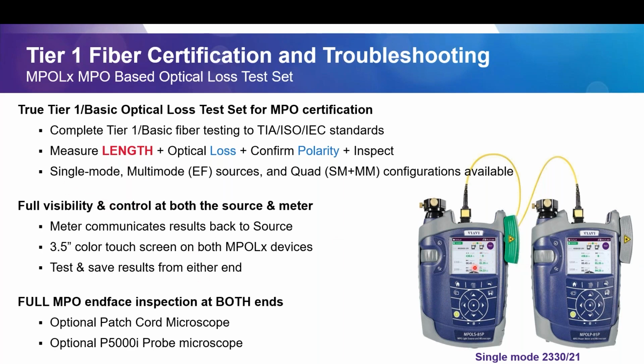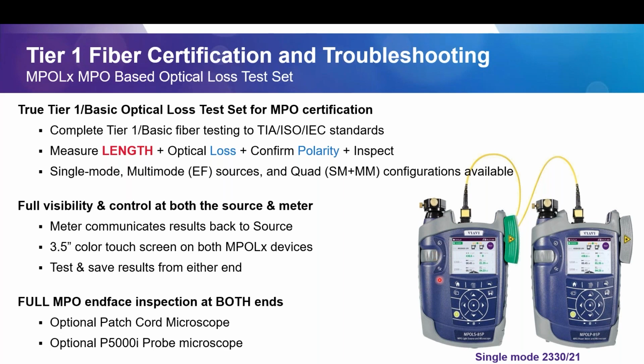So the MPO-LX, it's got a screen on both ends, so you can do your end face inspection. We talked about how important inspection is, especially with MPO cables. You can do that and it'll show up right on the screen of the unit. This here is called a patch cord microscope. It's an option. You can get it with or without. But you can plug that patch cord, or jumper or whatever, right into the top, and do your inspections right here.